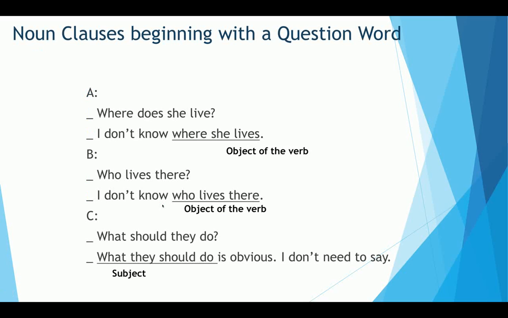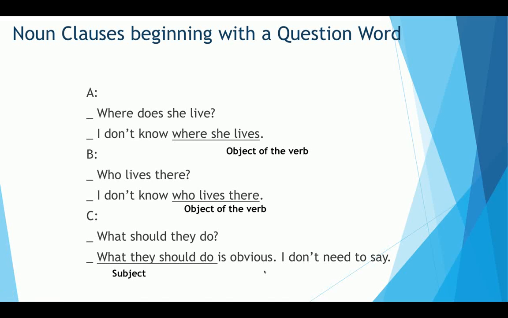Let's see examples of noun clauses beginning with a question word. Where does she live? I don't know where she lives. Where she lives is a noun clause acting as the object of the verb. Who lives there? I don't know who lives there. So, object of the verb. What should they do? What they should do, it's obvious. I don't need to say. So here, what they should do is the subject of my sentence.